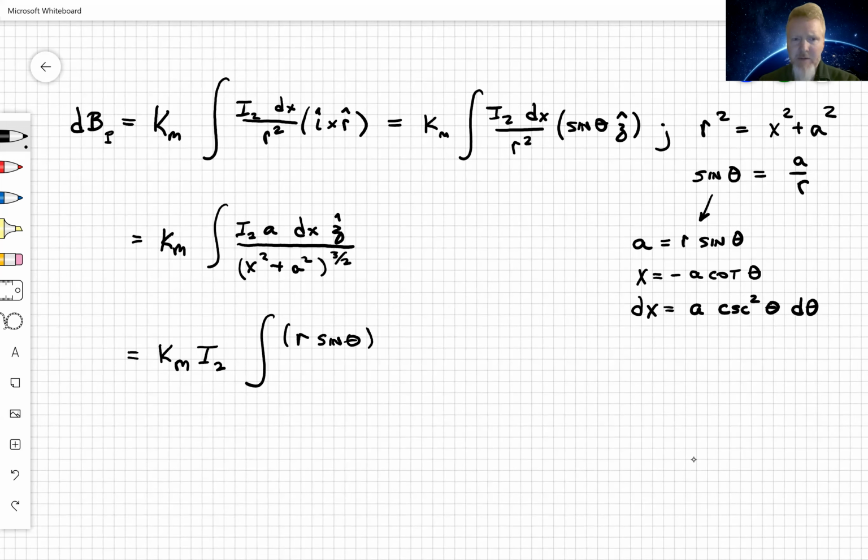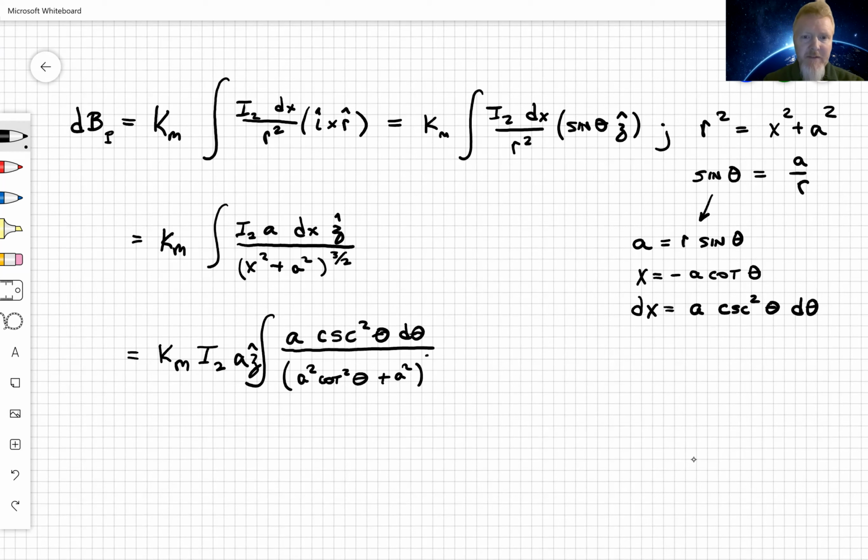Now I'm going to integrate r sine theta for a. Well, wait a minute, why would I do that? No, let's not do that. A is just a constant. Let's forget that. Pull that out of here. Dx, though, is a cosecant squared theta d theta. What else is constant? My z hat. I want that out of there too. Z hat is going to be divided by this entire mess here, which is x squared. So I've got a squared cotangent squared theta plus a squared, to the 3/2.